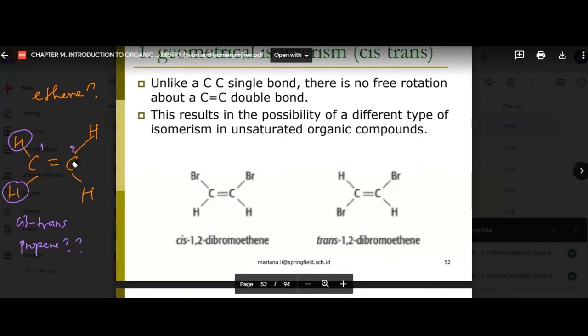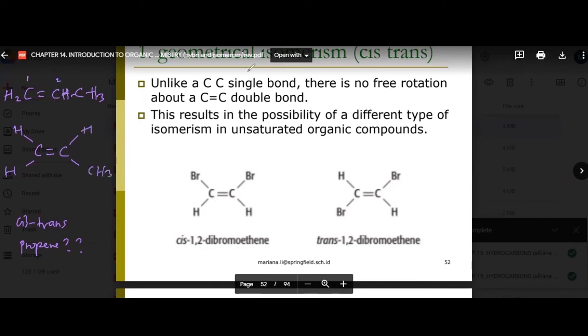Is there any? Okay, let's check. Propene can be drawn like this, right? Next, you should focus on the C double bond and then make two hands like this. You know that this is CH2, this is CH, this is CH3, right? So this is how I draw propene, H H. And then for the second C, this is first, this is second, H and CH3.